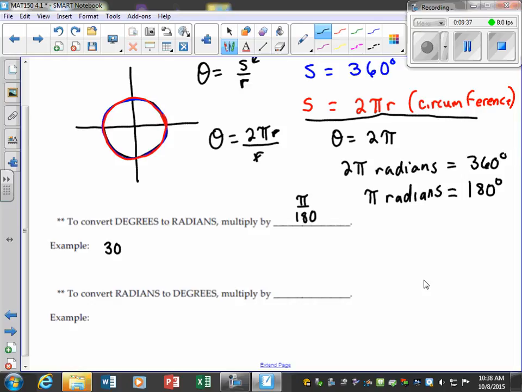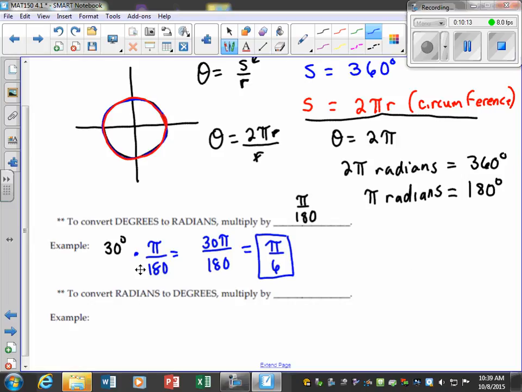If I give you 30 degrees, I want you to convert it to radians. Our tool is that we want to go from degrees to radians, so we multiply by pi over 180. Then you simply multiply across, and you can reduce these in your head if you prefer. The more you do these, the better you'll get. What does that simplify to? It's just pi over 6. So 30 degrees is equivalent to pi over 6 in radians.